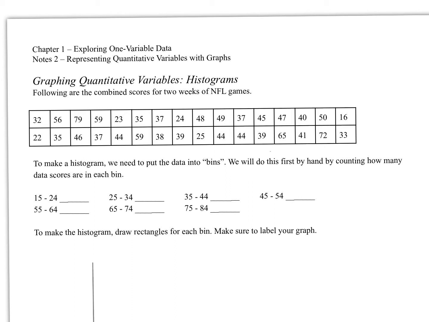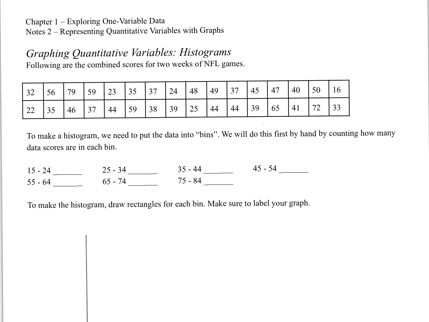So in our first example here, we have combined scores for 2 weeks of NFL games. So it's a team's score for 2 weeks. So in our table, we have 32 different combined scores. In order to make a histogram, it's similar to a bar chart, except the bars are going to touch. So in order to get the bars to touch, we have to have specific widths, and they're called bins. I prefer to call them classes. Okay. And these classes have to be the same width.